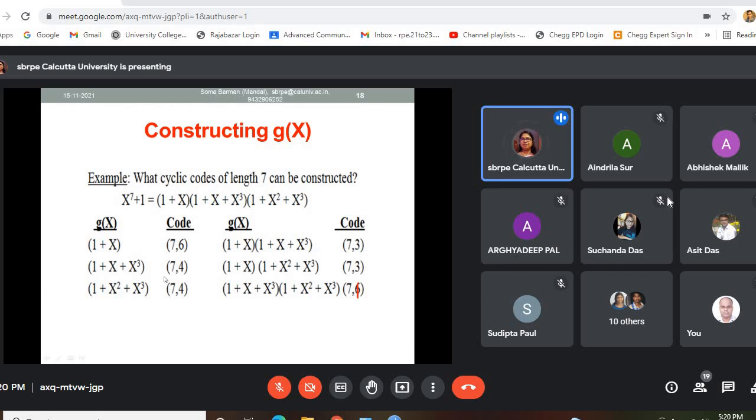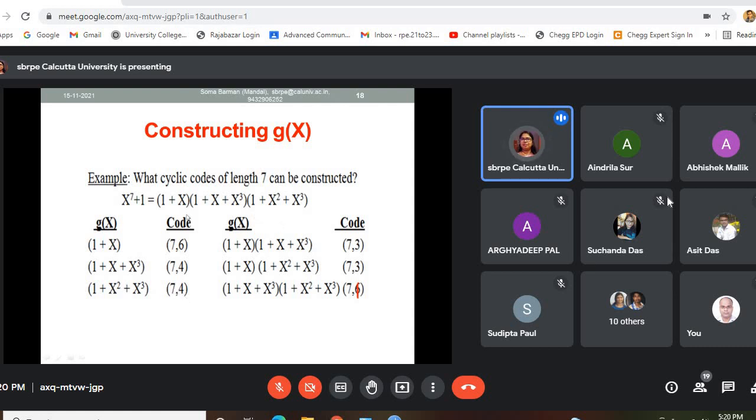Clear? So if the polynomial is given and your code length is mentioned, from that you can easily find out how many bits of the message are required to construct that code. So for this case also, the highest degree is 3, so it is a (7,4) code.